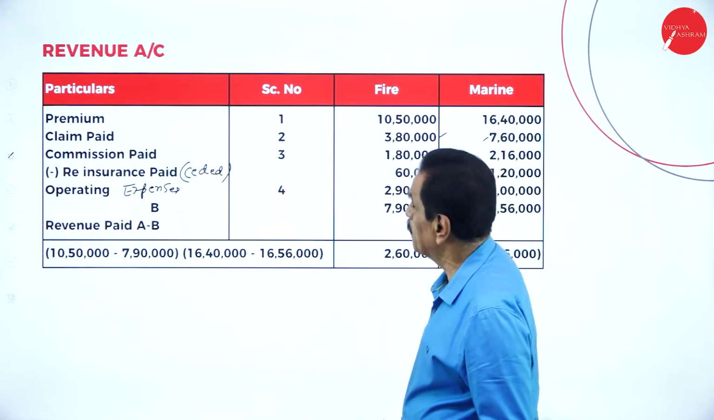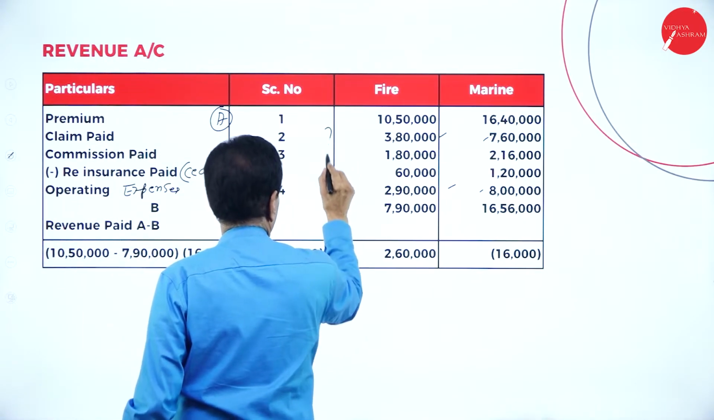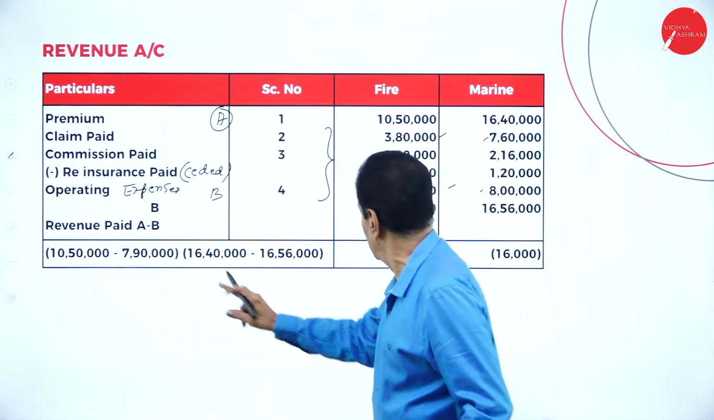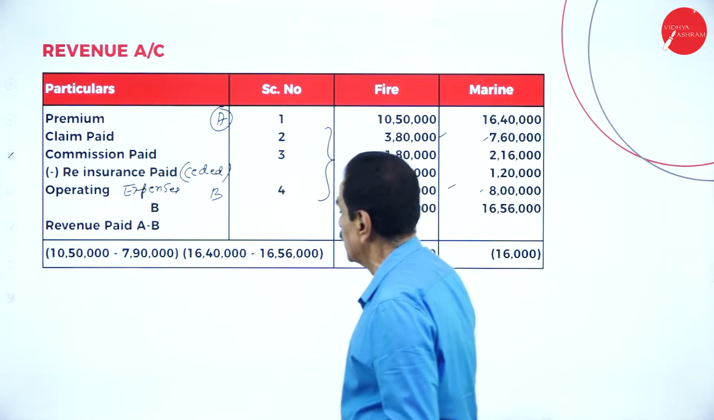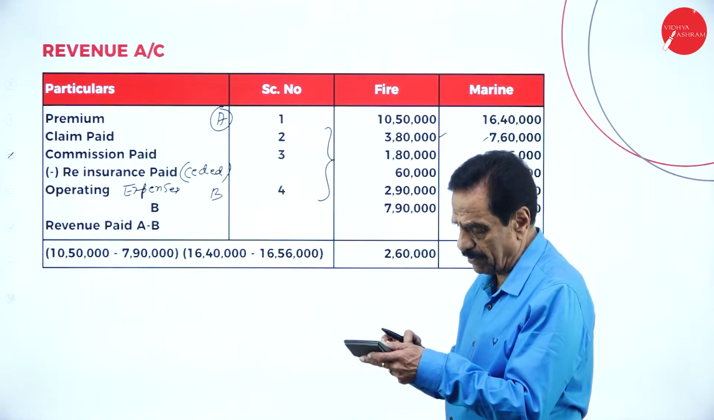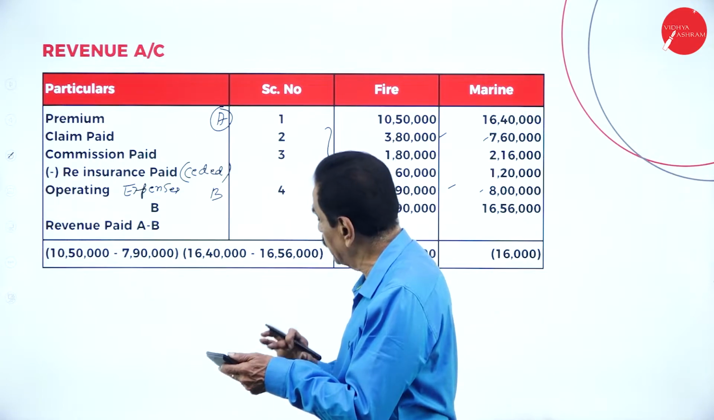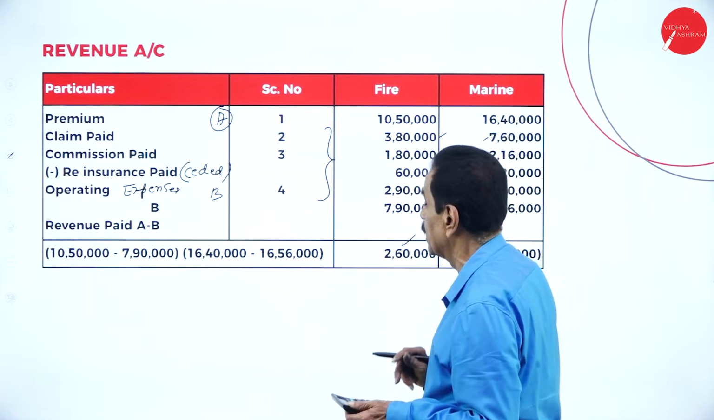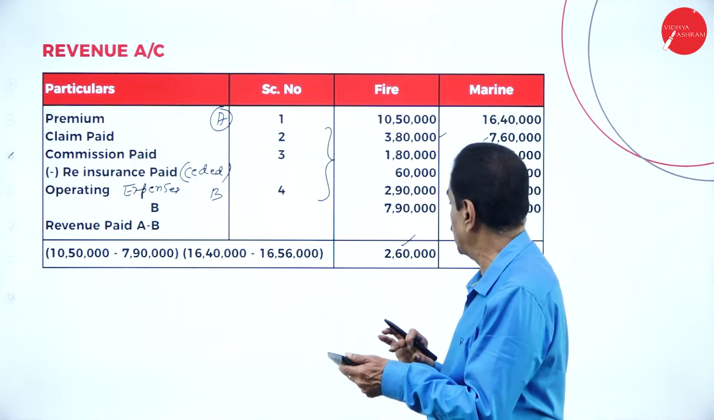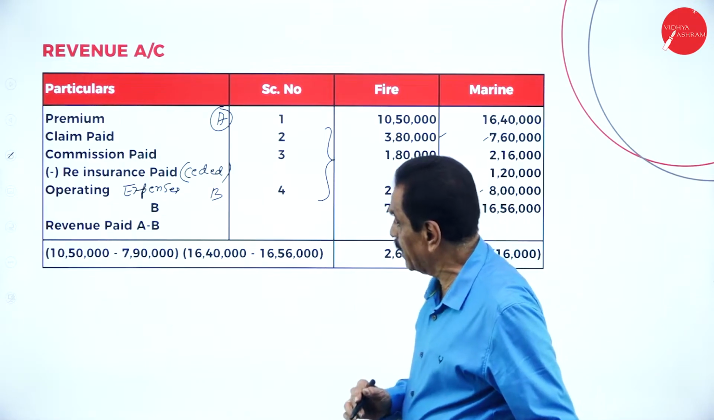So revenue A minus B, this is only A. All these belong to B. So 10 lakh 50,000 premium, minus 7 lakh 90,000, gives 2 lakh 60,000. 16 lakh 40,000 minus 16 lakh 56,000 is minus 16,000, a negative figure, say loss.